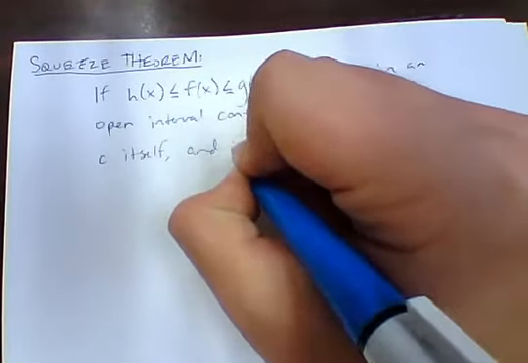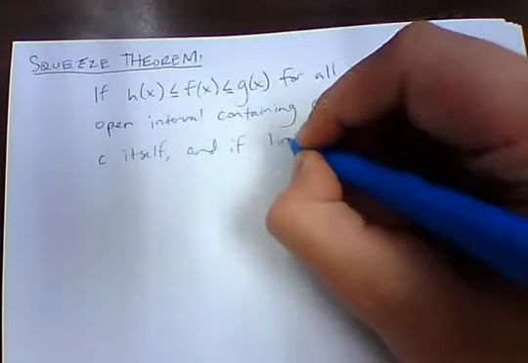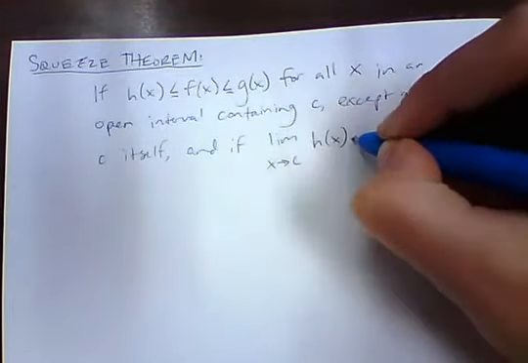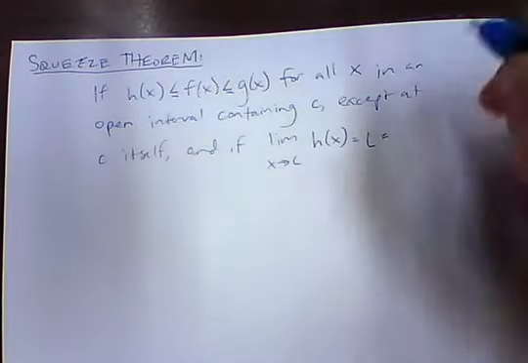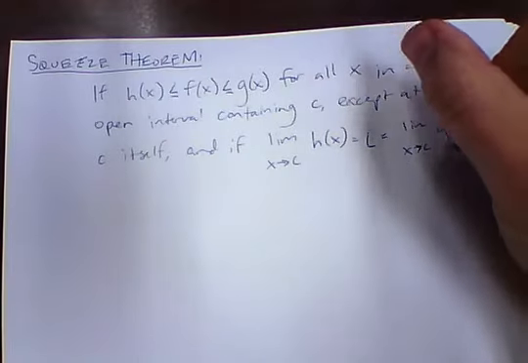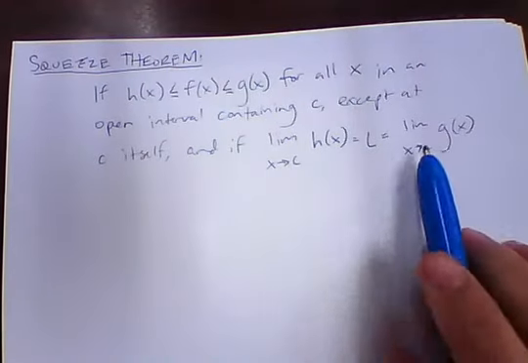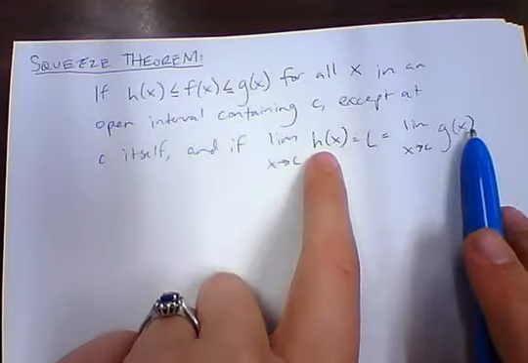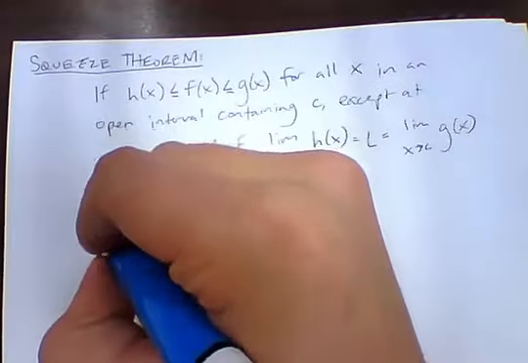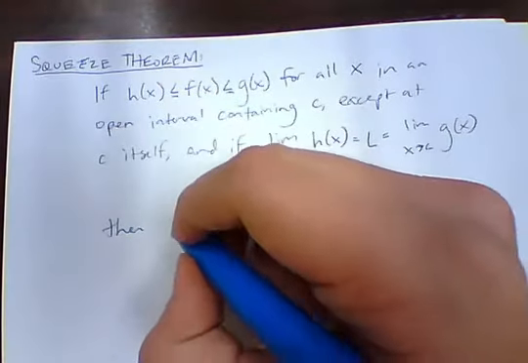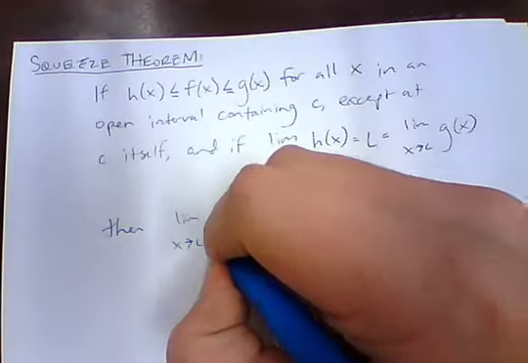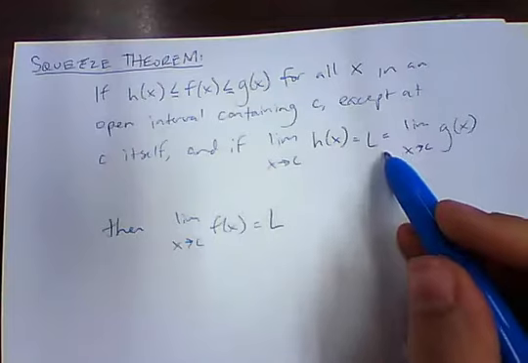And if the limit as x approaches C for h of x equals L, and also equals the limit as x approaches C for g of x. So basically, if these two, h of x and g of x, share the same limit value at the same C, then we can say that the limit as x approaches that same C value for f of x is also that limit.